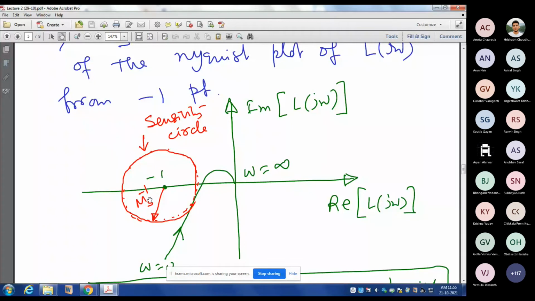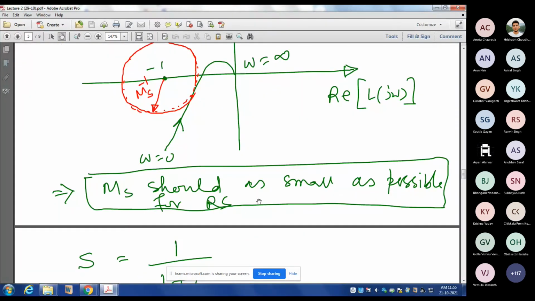So this distance, for your robust stability against parameter variations, should be as much as possible. This distance being as much as possible means Ms should be as small as possible, right? So that I have written: Ms should be as small as possible for robust stability.